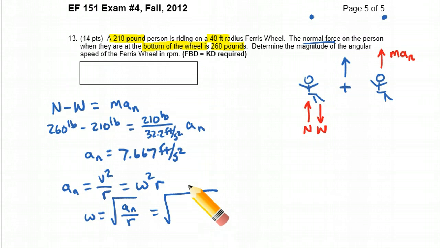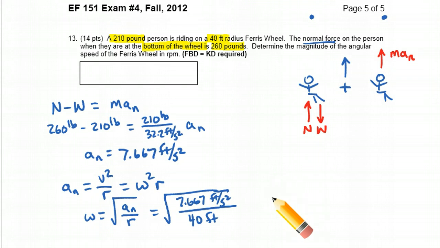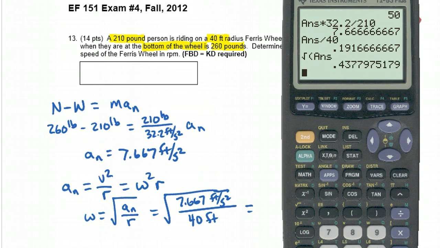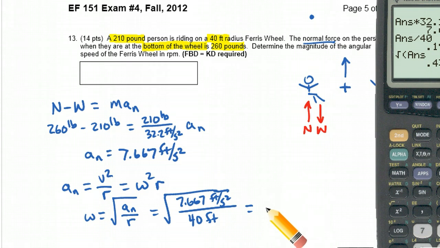So the square root of 7.667 feet per second squared divided by the radius of 40 feet. The units, feet, will cancel out inside the radical. We'll have 1 over second squared, which is radians; when we take the square root, that gives us radians per second. So that number is 0.4378, again radians per second. Almost done.